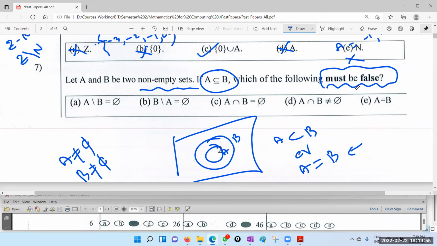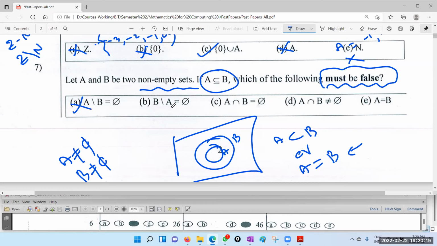Must be false means definitely this is correct, there's no way this can be true. Yes, so this can be true. There's a possibility of this being true when A equal B, because when we say subset, the possibility of A equal B is there. So in that possibility, A minus B is 5. So therefore, we can't say that this must be false. This can be true, right?